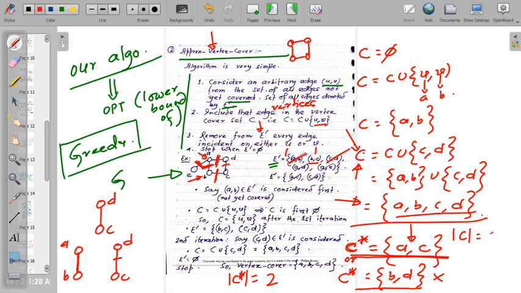So this is C. I am telling you, C equals A, B, C, D. So what is the cardinality of C? Aditya? Sir, 4. So C has 4 elements, and C star has 2 elements.